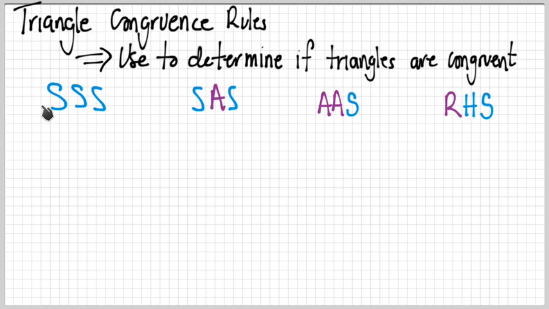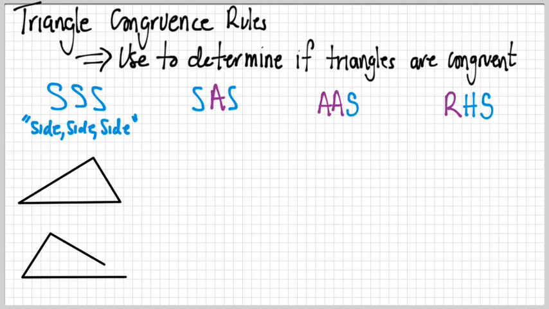We'll start with SSS, which is short for side, side, side. You can probably figure out what a lot of these other ones mean, but we'll start with side, side, side. What it tells us is that if we have two triangles, and one side on this triangle is congruent to a side on the other triangle, and another side on this triangle is congruent to another side on the other triangle, and then finally the third sides on each triangle are congruent as well, then we know that those triangles are congruent.